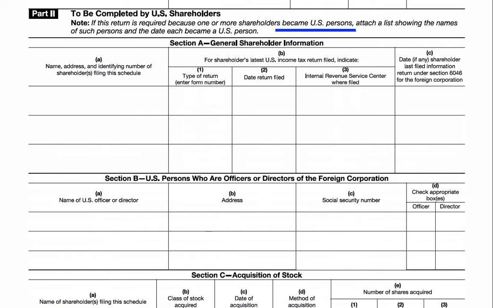residents during the year. So if a non-resident alien moves to the U.S. during the year and becomes a U.S. person for that year, for purposes of filing Form 5471, the individual is effectively treated as having acquired the shares of the foreign corporation when they move to the U.S.